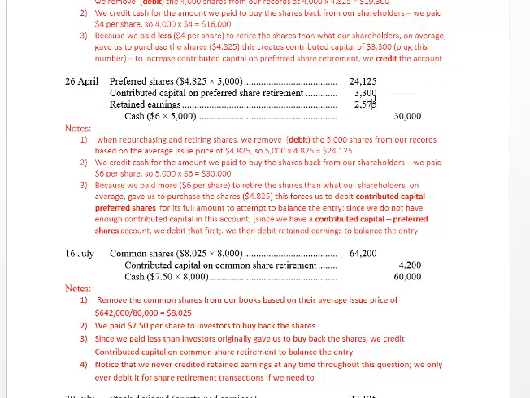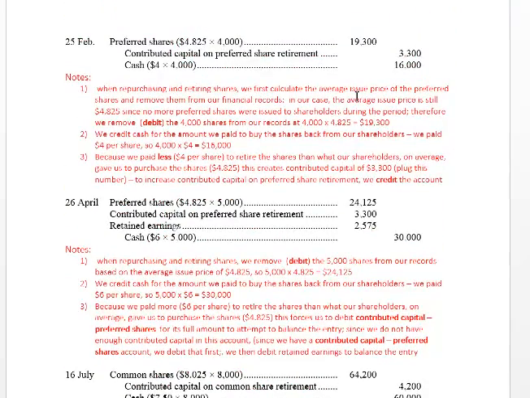Well, we have enough in our contributed capital on the preferred share retirement, right? If you check that out, you'll notice that in the previous question, we created $3,300. So now we can use up all or any of it that we need. To balance this entry, we need to use it all. Don't forget, we have to draw down on contributed capital accounts that are related to the share class we're retiring first before we can touch retained earnings.